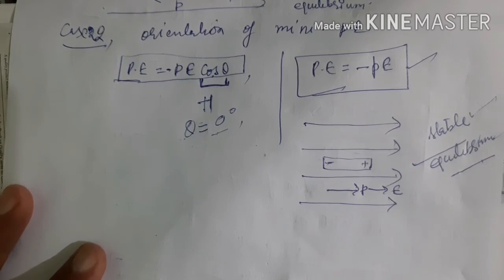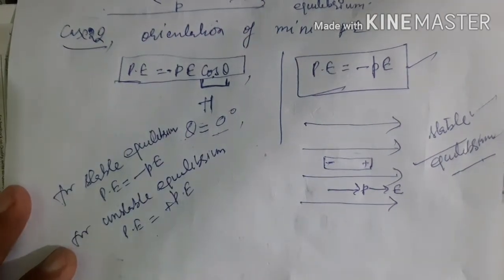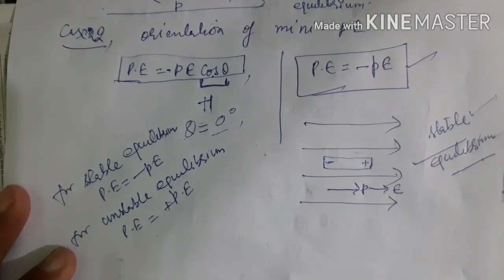The question may ask, for stable equilibrium, what is the potential energy? For stable equilibrium, the potential energy is minus PE, and for unstable equilibrium, the potential energy is maximum, that is positive PE.